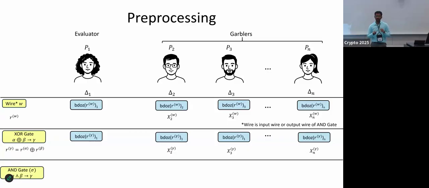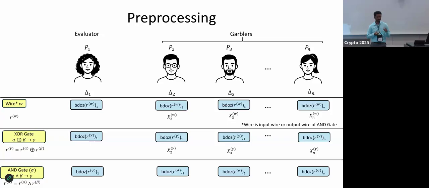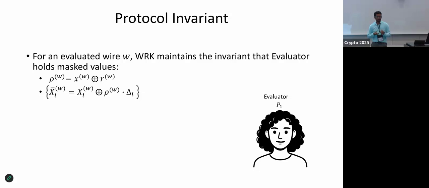And to process the AND gates, you require this correlated randomness, which is R sigma, the AND of the random masks associated with the input bits. And the pre-processing generates a BDOS secret sharing of this and shares it among the parties. So an instantiation of this pre-processing requires order n squared kappa communication per gate. The construction of WRK maintains the following invariant: for each evaluated wire, the evaluator holds the masked value and the label associated with this masked value.